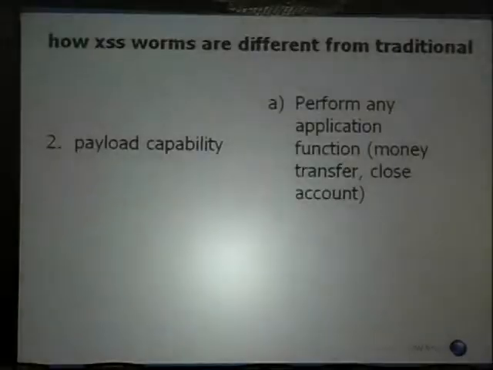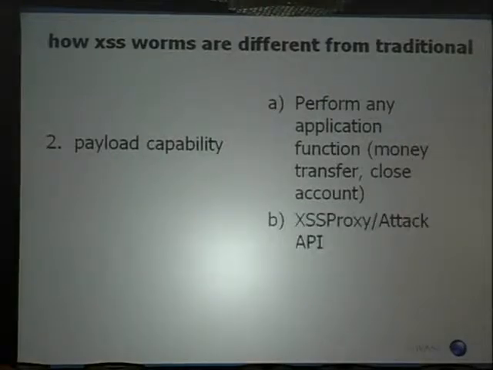The payload capability of a traditional network worm is any kind of malware that you want. Buffer overflow, format string, whatever, you can do any native code, right? But at the application layer, things are a little different. We can perform any application function. So, God help us, if our banks introduce any kind of social network capability, then a cross-site scripting worm could transfer money, could do all the kinds of things that you can do normally with a bank.